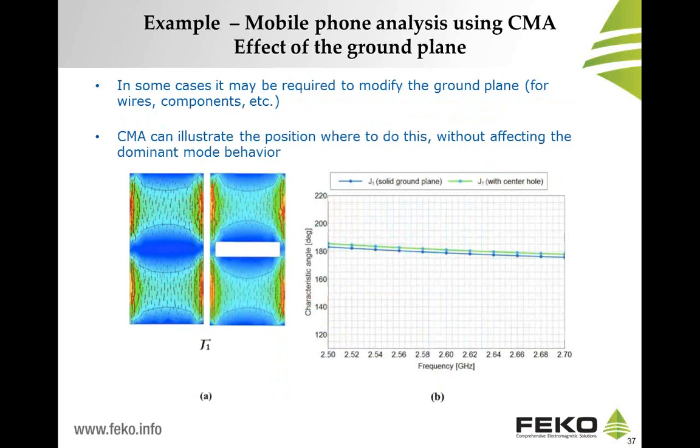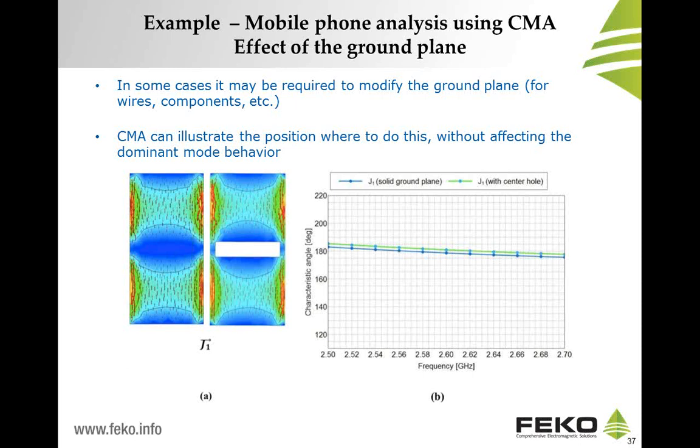Now, one thing that may be required in phone design is to identify places in which to modify the ground plane. This can be to accommodate, for example, wires or different components, etc. Now, as I illustrated also with the MIMO antenna example, CMA can illustrate positions where to do this without affecting the dominant mode behavior, and that is where we look at places where we have current nulls. Now, in this example, we can see that there is a big current null in the center of the plate.